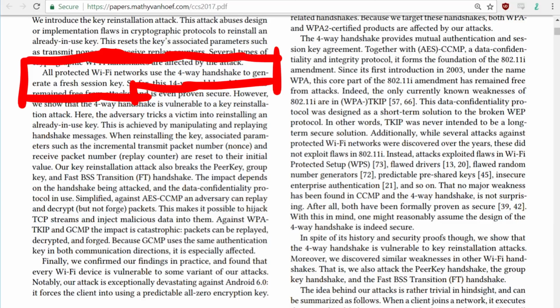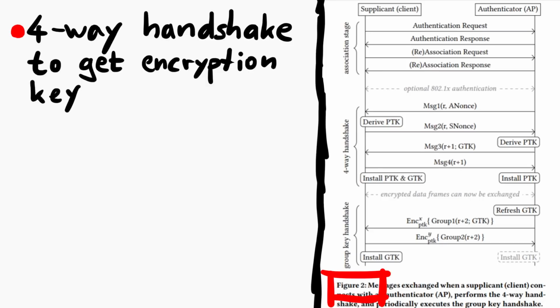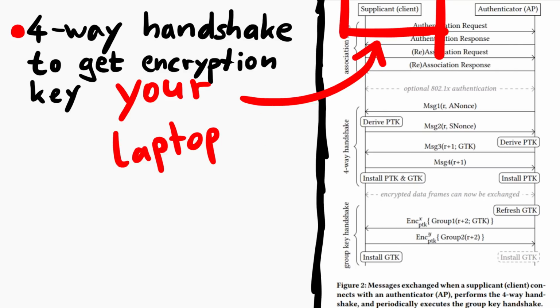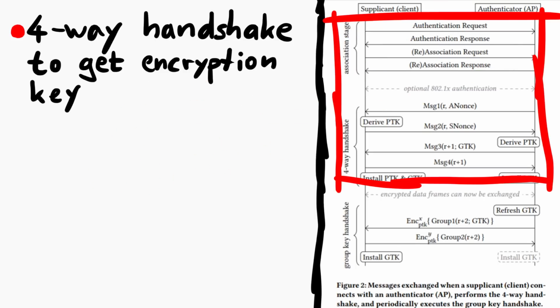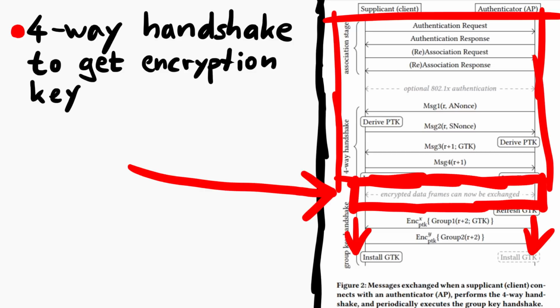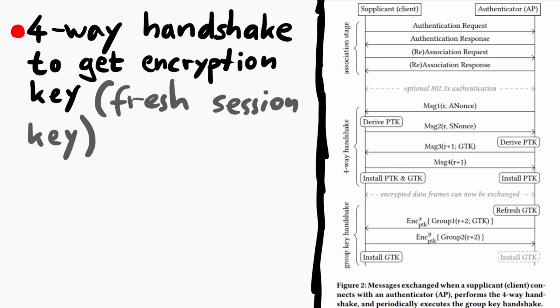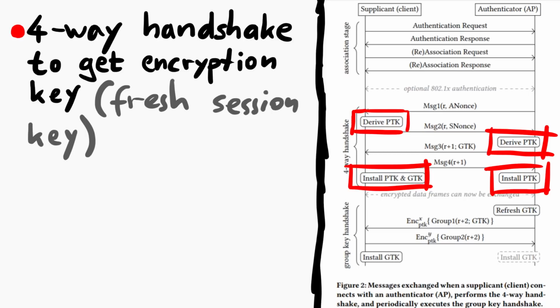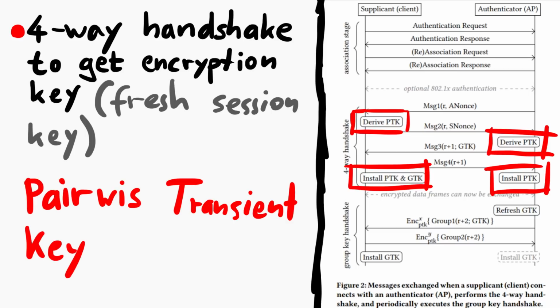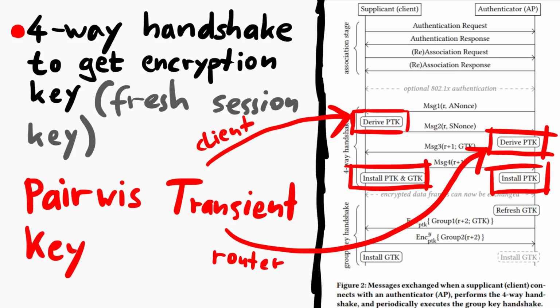All protected Wi-Fi networks use the four-way handshake to generate a fresh session key. Figure 2 shows the messages exchanged when a client connects to an access point. And of course, those initial messages are not encrypted. You see that after the four-way handshake, encrypted data frames can now be exchanged. The fresh session key they were talking about is the PTK, the pairwise transient key, which is derived here.